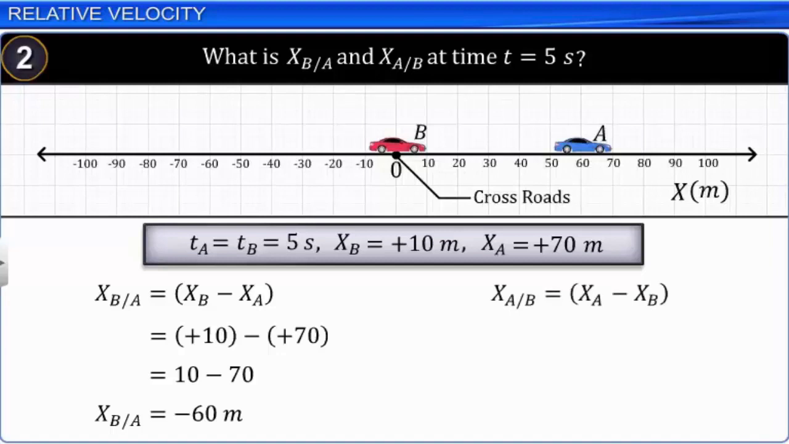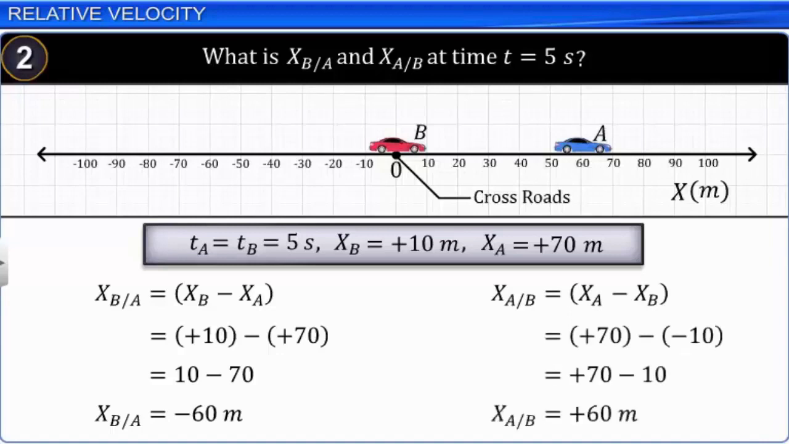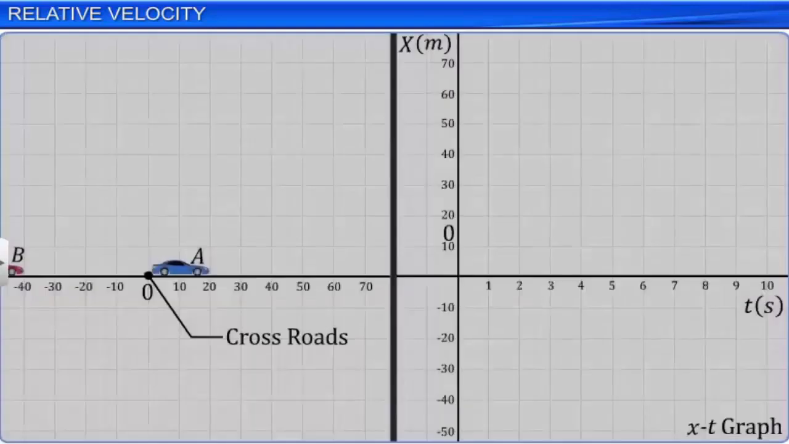We observed that XB by A and XA by B are the same in magnitude. This implies that the distance between the two cars remains constant irrespective of time elapsed from the first observation.